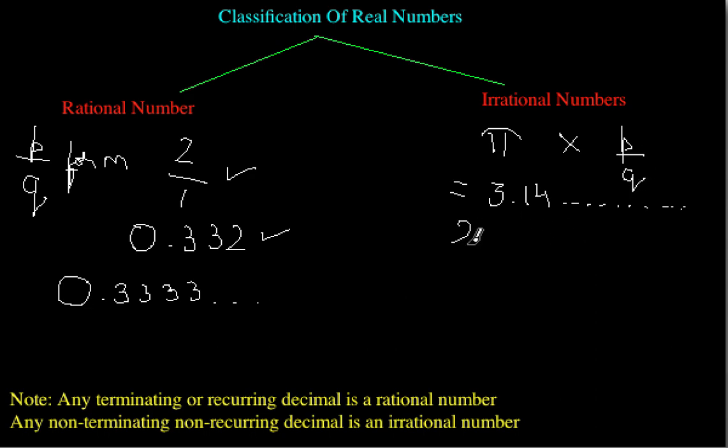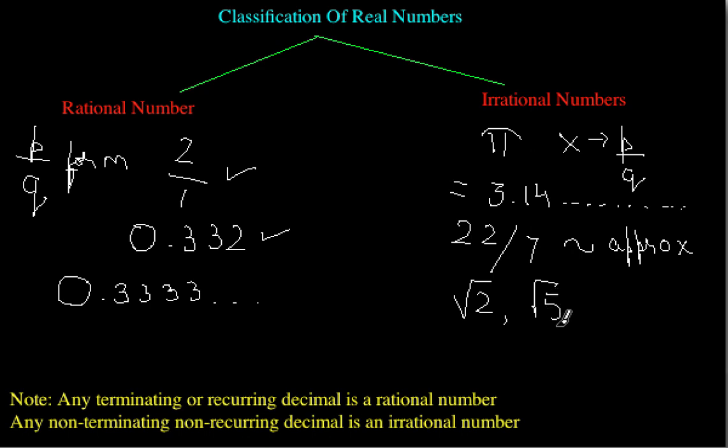Note that the 22 upon 7 which we take as the value of pi is only an approximation. It's not the exact value of pi. So it can never be written in P upon Q form, and therefore pi is an irrational number. Other irrational numbers could be root 2, root 5. All these numbers don't have a terminating decimal expansion, so these are irrational numbers. Note that these irrational numbers can also be represented on a number line, because ultimately both of them are real numbers. All real numbers can be represented on the real number line.